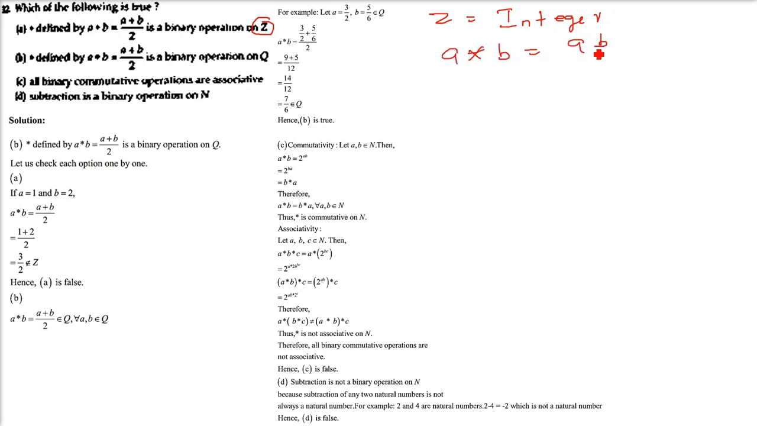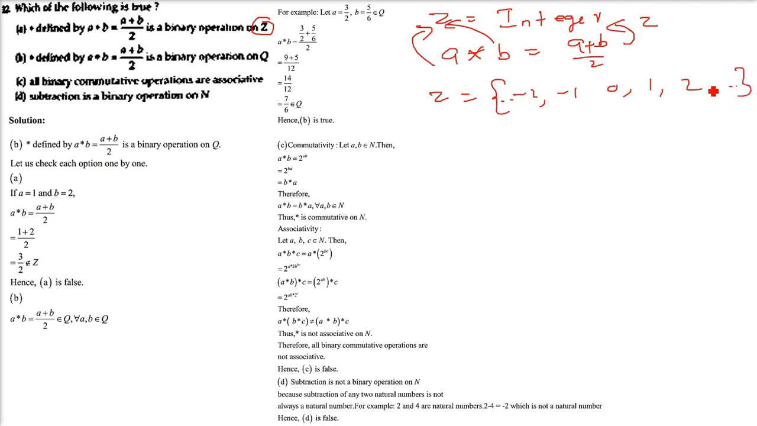This is a binary operation on Z. A star B is (A plus B) by 2. A is coming from Z, B is coming from Z. (A plus B) by 2. This is a binary operation on Z. Z will be what? Z is actually the integers. So we have, this is the set.